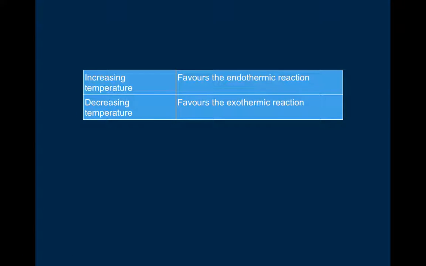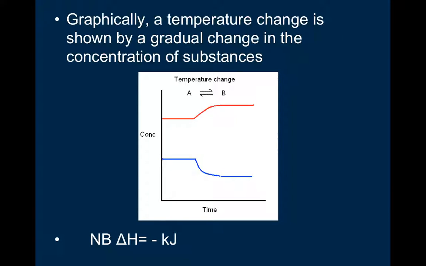Okay, if we increase the temperature, then we're adding heat to the system. So the system is going to favor the endothermic reaction, because the endothermic reaction is going to use that heat up. It's not going to produce more of it, it's going to use it up. Conversely, if we decrease the temperature, we're taking heat away from the system. That's going to favor the exothermic reaction, because the exothermic reaction is going to release more heat.